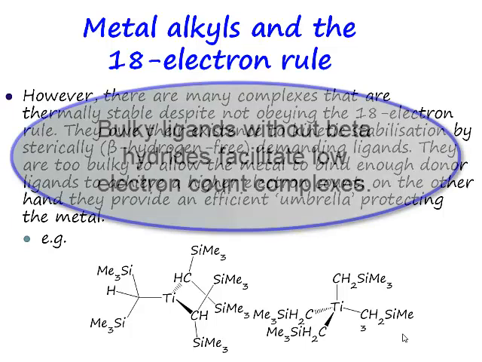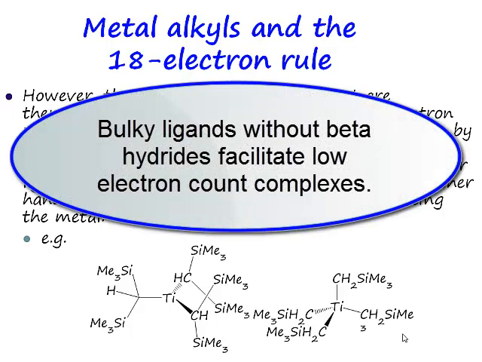So if you use a bulky enough alkyl ligand, which incidentally, neither of these have got beta hydrogens. Beta hydrogens still very much a no-no in these systems. If you use a bulky enough ligand without beta hydrides, then you can produce these very electron deficient metal alkyl complexes.